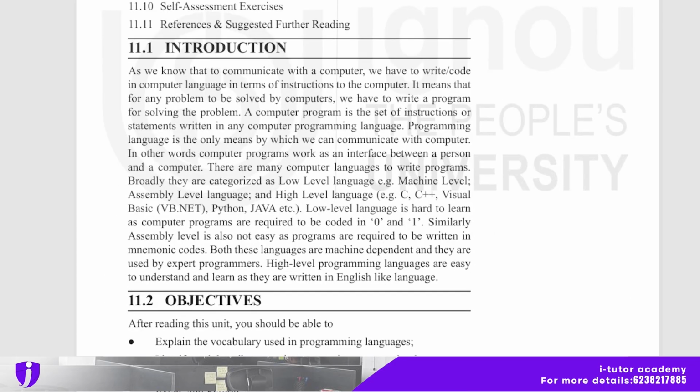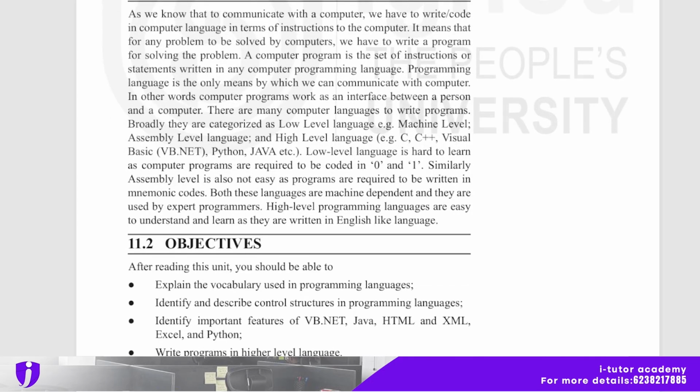So let's begin with the introduction part. We know that to communicate with a computer we have to write or code in computer language, in terms of instructions to the computer. It means that for any problem to be solved by computers, we have to write a program for solving the problem. A computer program is the set of instructions or statements written in any computer programming language. And a programming language is the only means by which we can communicate with the computer. In other words, computer programs work as an interface between a person and a computer.